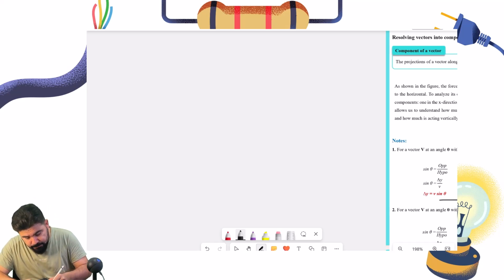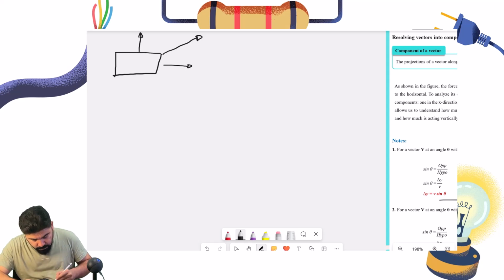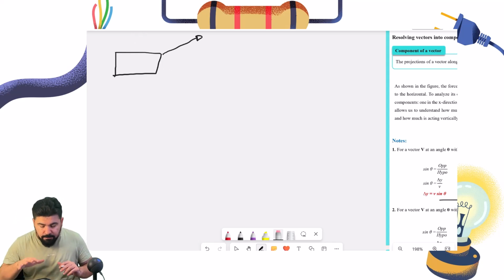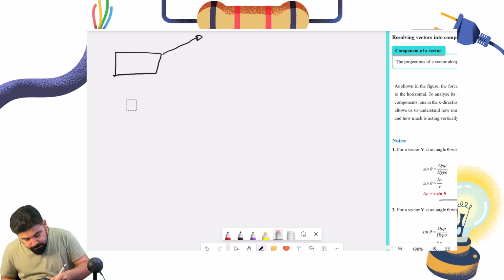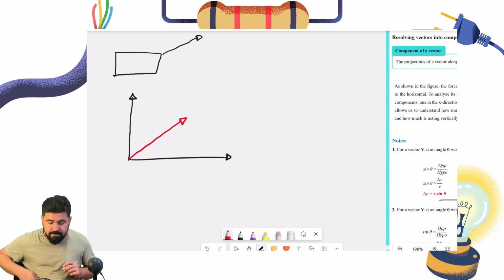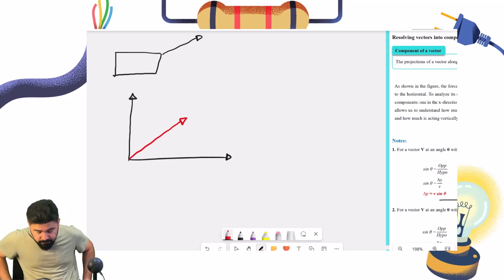Now, let's say you have a box and you are pulling this box with an angle. You are not pulling like this and you're not pulling it like this. You are pulling it between X and Y. Look, if you represent this on a coordinate system with X and Y, let's say this is Y and this is X, if we draw this vector, it's going to be like this. This is the vector. We only have one vector.